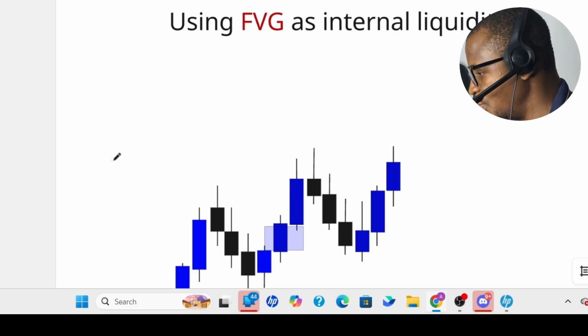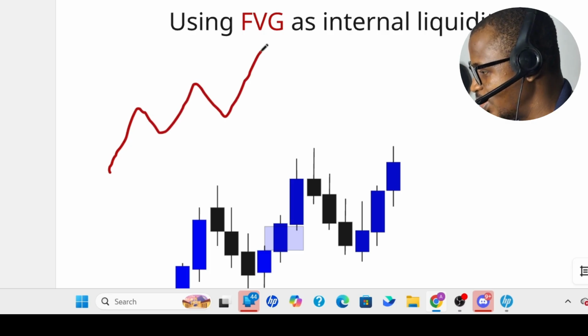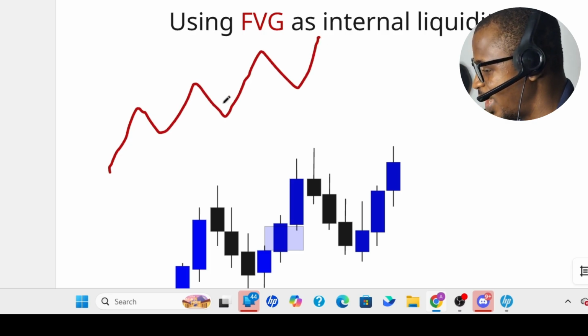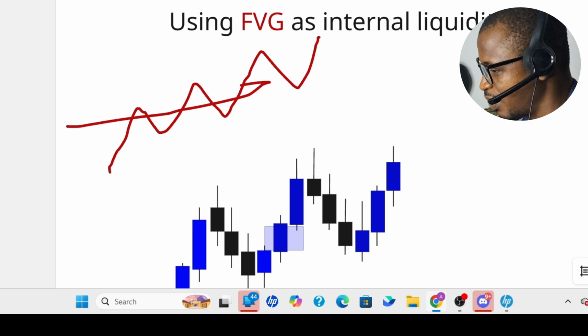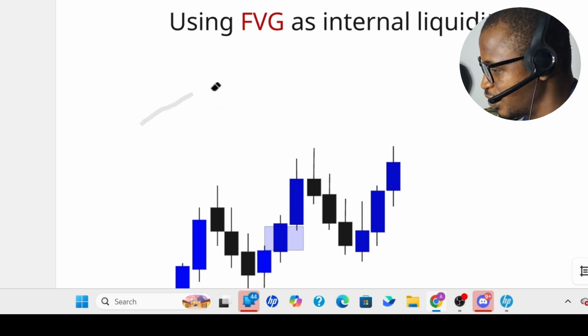You know, price normally moves in this format. It is not just a simple higher high, higher low. No, it's not simple like that. If it was that easy, everybody would be making money off the market. Price doesn't just move higher high. No, this is how price typically moves.